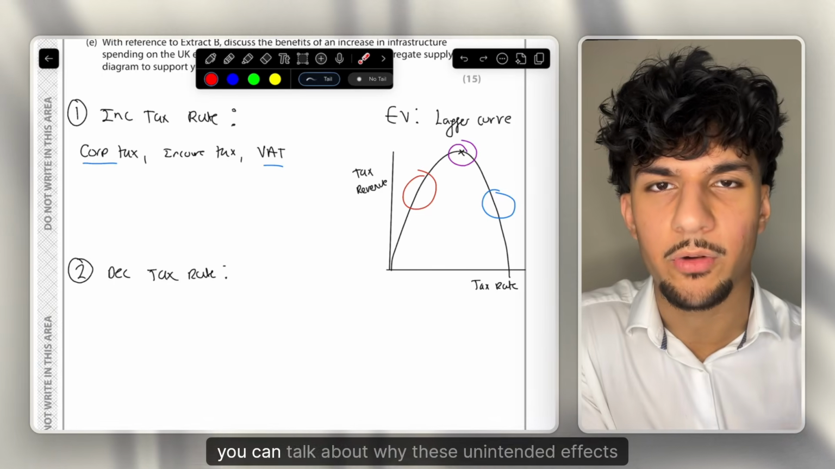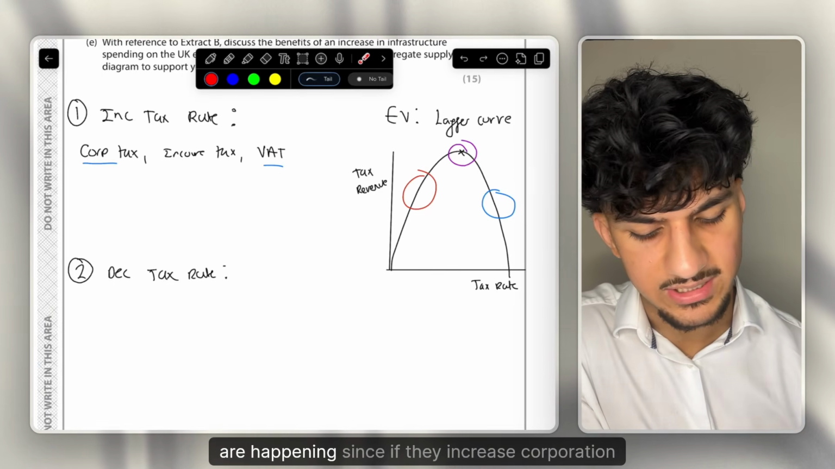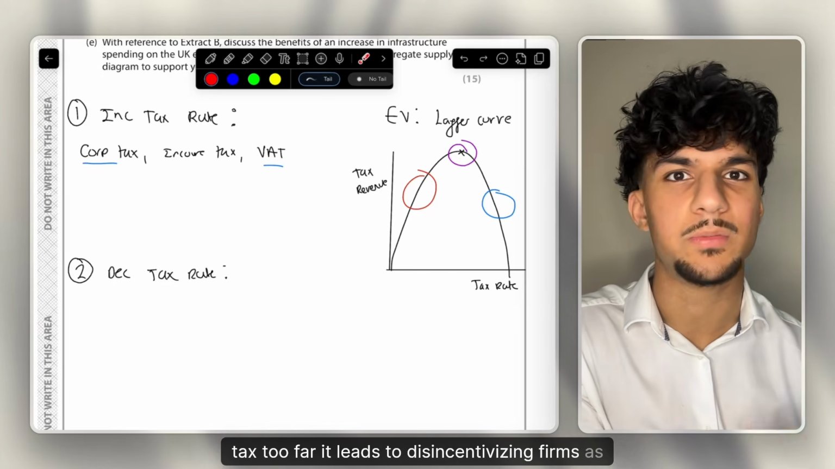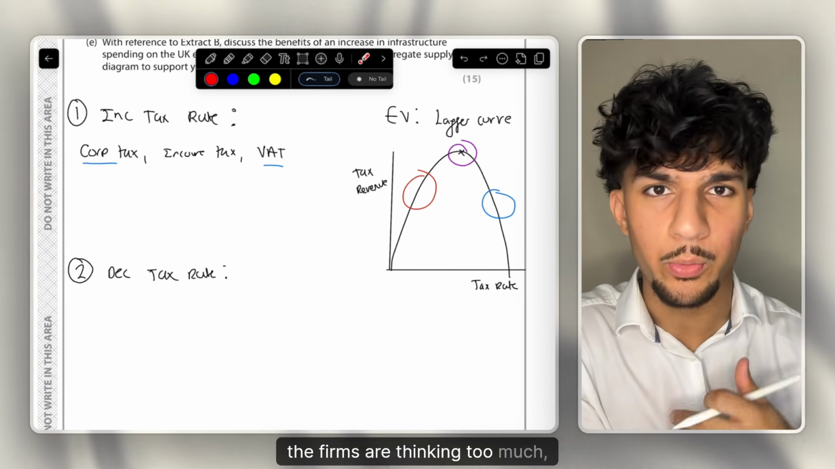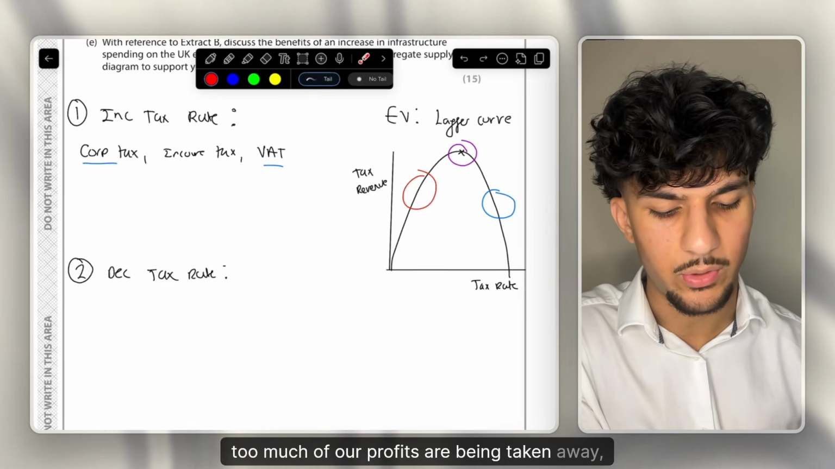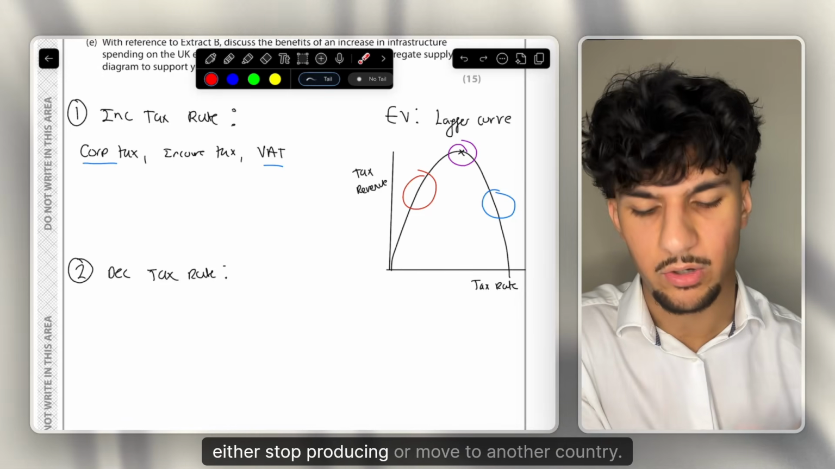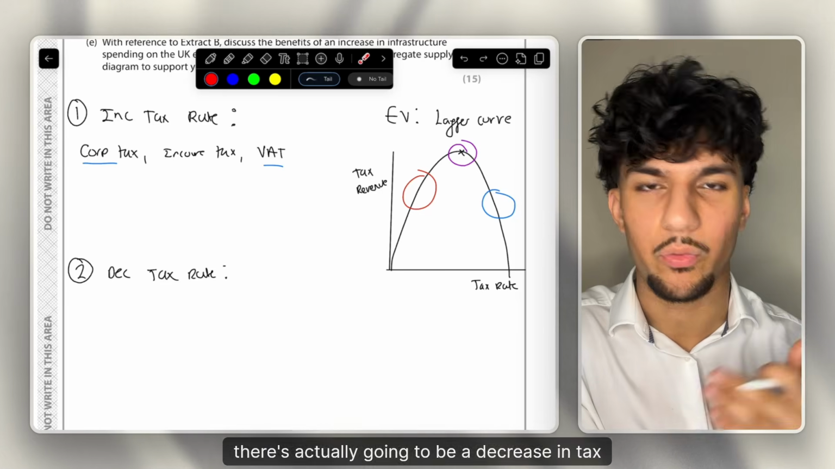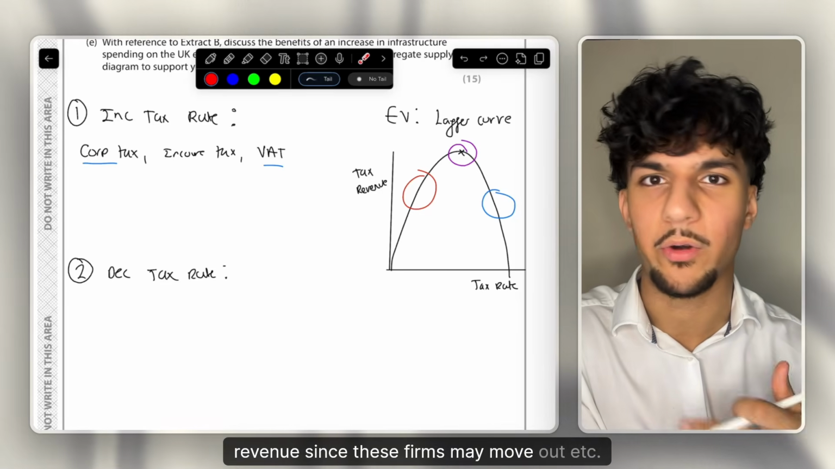You can talk about why these unintended effects are happening, since if they increase corporation tax too far, it leads to disincentivizing firms, as the firms are thinking too much of our profits are being taken away, so let's either stop producing or move to another country, thus meaning that there's actually going to be a decrease in tax revenue since these firms may move out, etc.